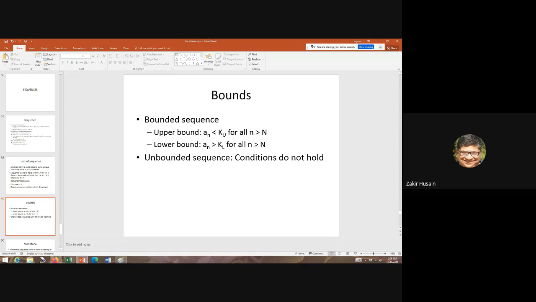And an unbounded sequence is when you have neither an upper bound nor a lower bound. So it's possible to have four types of sequences. One is bounded from both top and below, with an upper bound and a lower bound. You can have unbounded, with no bounds on either side. And you can have a mixture: an upper bound but no lower bound, and the opposite.